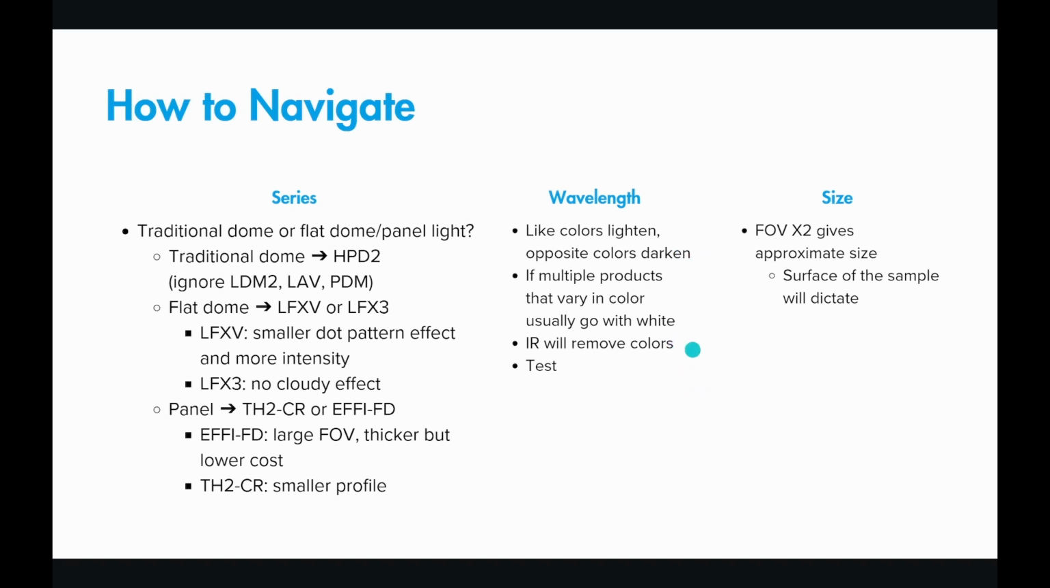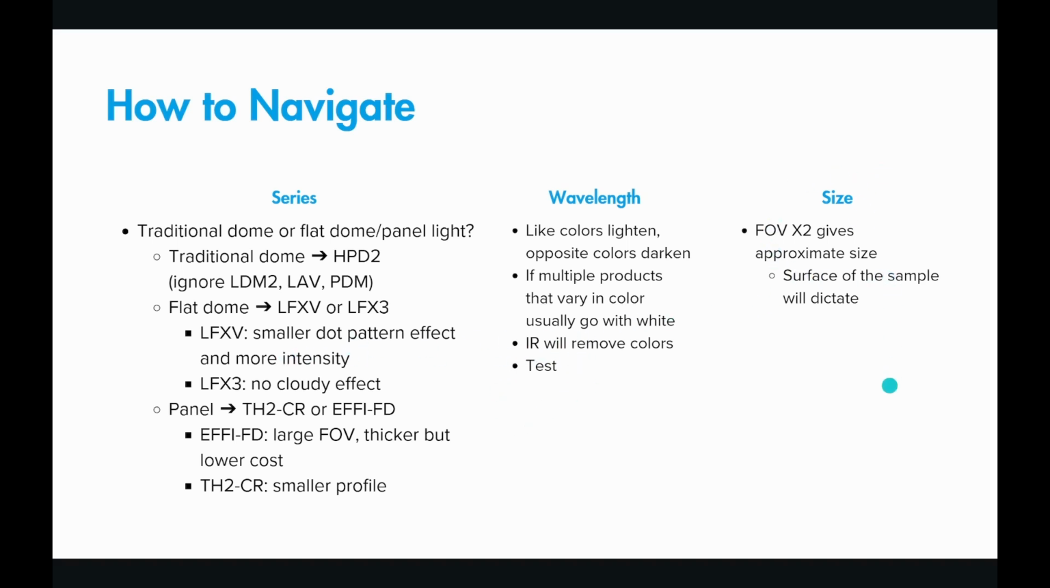If I want to remove color, I can go with IR light. If I have a product that has a lot of color variation from sample to sample, then I would want to go with a white light so I'm not causing problems with light samples, even though it works on dark samples. And then in the end, always test the wavelength and the series.